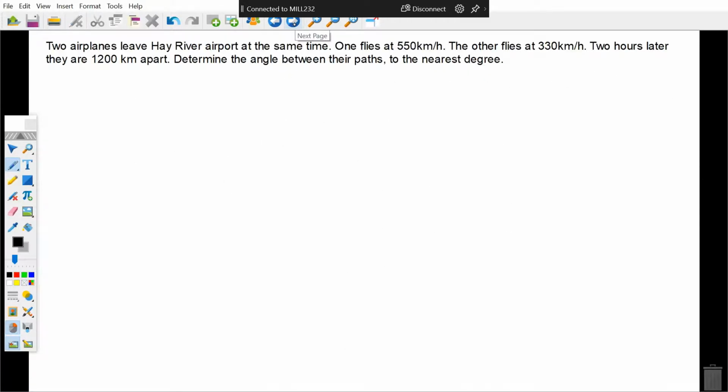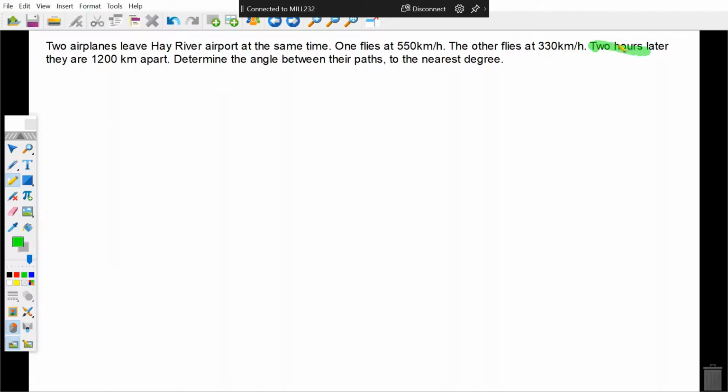The first one says, 2 airplanes leave Hay River Airport at the same time. One flies at 550 kilometers an hour. The other flies at 330 kilometers an hour. 2 hours later, they are 1,200 kilometers apart. Determine the angle between their paths to the nearest degree.